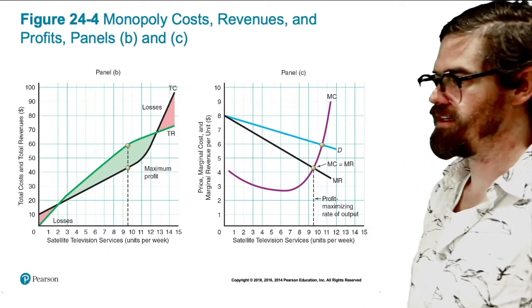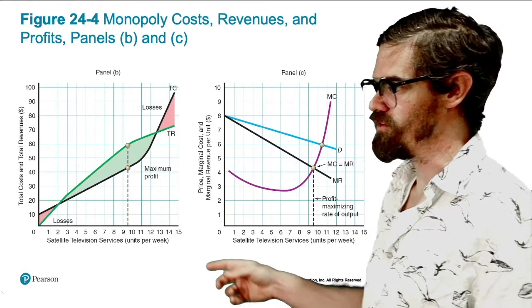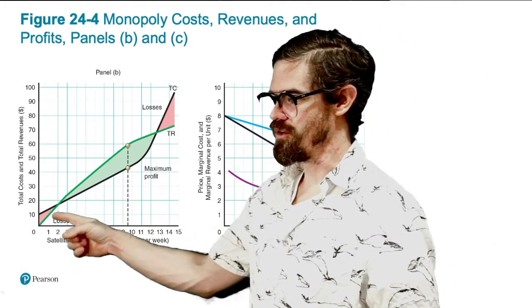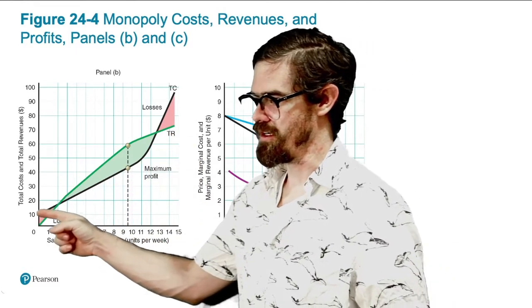All right, and then graphically, we have a pretty similar picture to what we saw with perfect competition, right? So over here, we've got the total revenue, total cost approach. So total revenue here is the green line. Total cost is the black line.